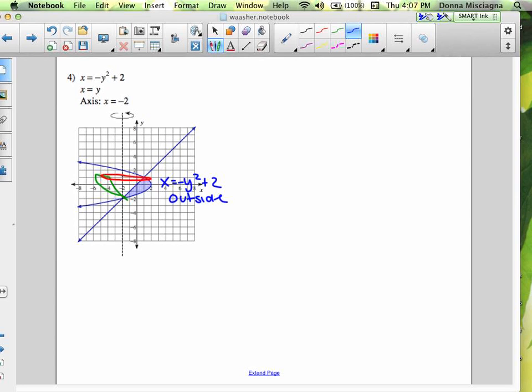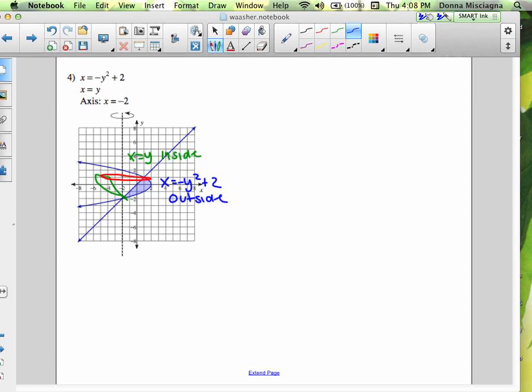So x equals negative y squared plus 2 is outside. And then the inside function is x equals y. And that's inside. And this time when I write it, I'm going to go top to bottom so I don't cram my work. My work was kind of all over the place and I had to fix it on the last podcast.